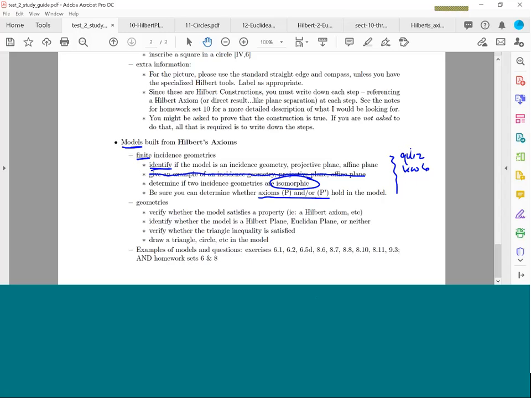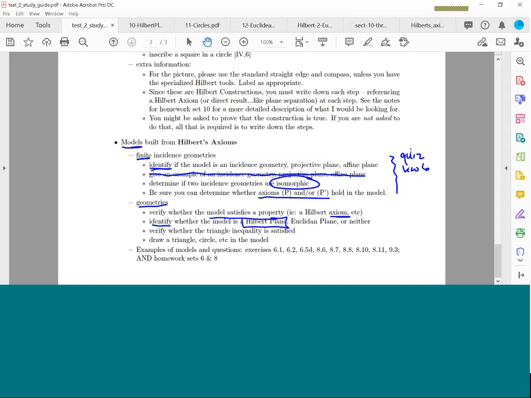Now that deals with finite geometries. In general geometries, specifically more of our infinite geometries, the question is, does your model satisfy some property? This would be like what we just talked about with some Hilbert axiom. Maybe you're asked to identify if your model is a Hilbert plane. Remember, that means you have all the incidence, betweenness, and congruence axioms holding. Is it a Euclidean plane? Is it neither one of them? Something else? Now, a Hilbert plane requires all incidence, betweenness, and congruence axioms to hold, so you would have to check all of them, except I'm not going to make you do that because that would make this test like 5 hours long.